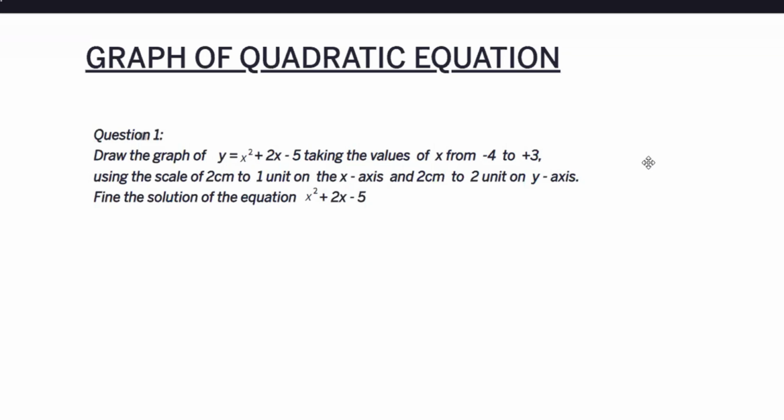Hello guys, today I'll be explaining the graph of a quadratic equation using this particular question we see. I'll be doing a series on this topic, with a few examples. I'm dealing with past exams that some of my students wrote, and I'm going to pick some international exam questions and solve them as part of the examples in this series.